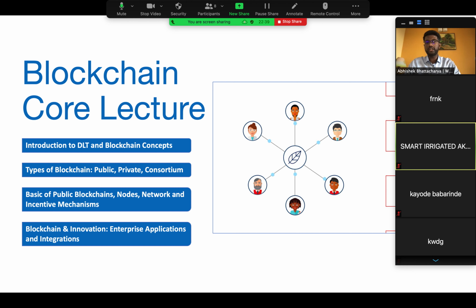Next, we will also take a look at the basics of public and permissioned blockchains. We'll take a look at nodes, network, the kinds of incentive mechanisms that are there, and also the kinds of attacks that can happen on such incentive mechanisms. Also, we'll take a look at some enterprise applications on blockchain that have come into being. Additionally, I have also extended this lecture to contain a few slides in case someone wants to look further into blockchain technology.